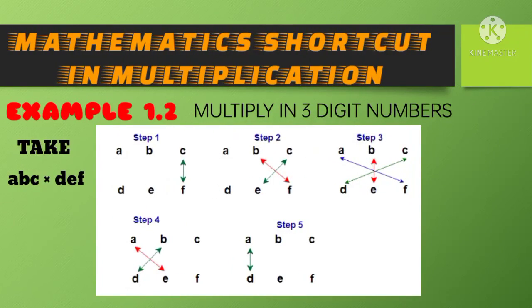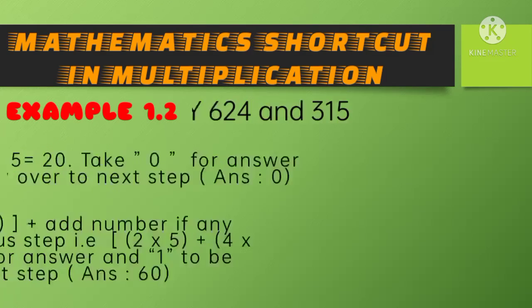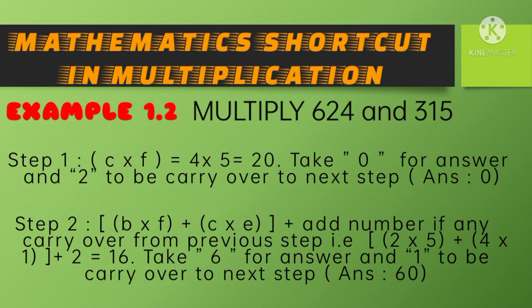And we have another mathematics shortcut in multiplication, like multiplying 3-digit numbers. Take ABC times DEF. We have 5 steps to solve the answer. As you can see in the picture, we will follow these 5 steps to come up with the final answer. Let us take an example, 624 times 315.